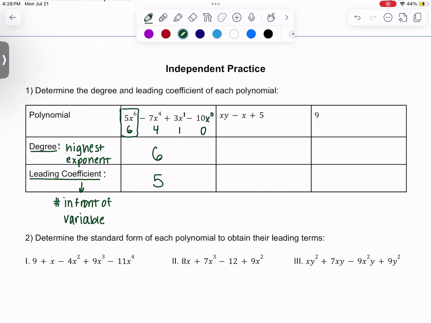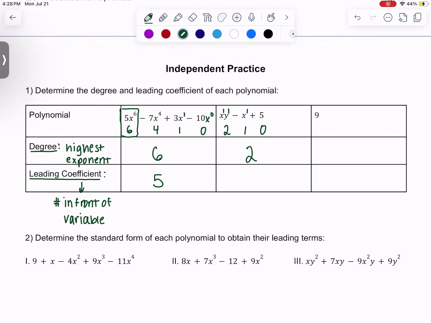The degree of the next one. In the first term, you have 1x, so it's x to the 1. And you have 1y, so it's y to the 1. That has a total degree of 2. The second one has a degree of 1. It's just x to the first power. And the last one has no variable. It's 0. The degree is 2.